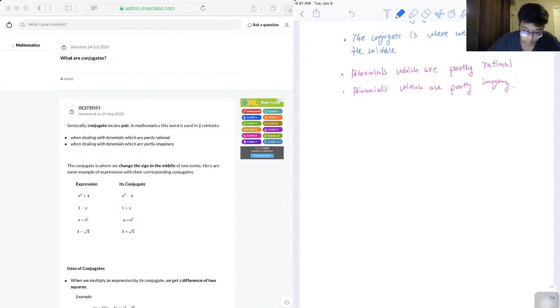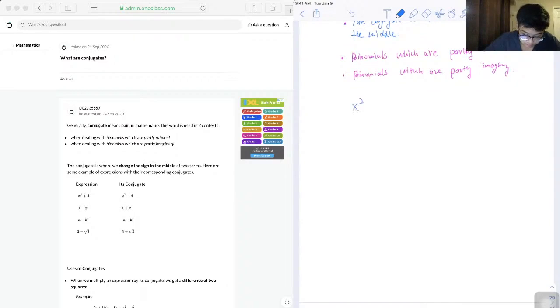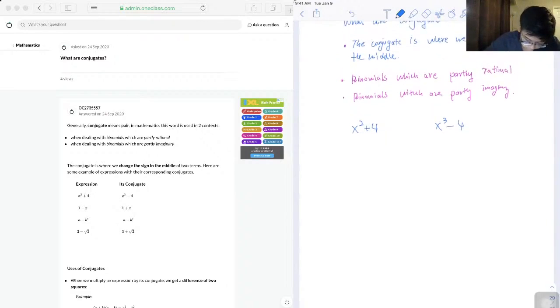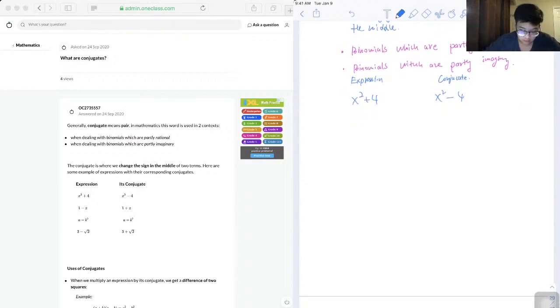So some examples could be x squared plus 4 and x squared minus 4. That'll just be our expression and conjugate. Oops, that should be squared. Okay, and b squared minus a, b squared plus a, root 2 plus 10, root 2 minus 10. So these are some examples of the expressions and their corresponding conjugate.